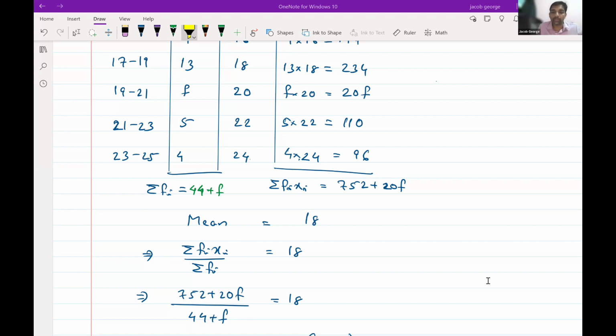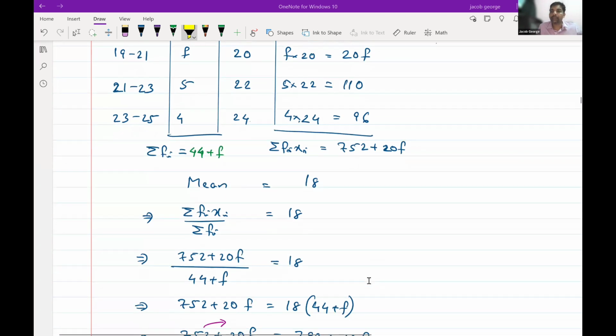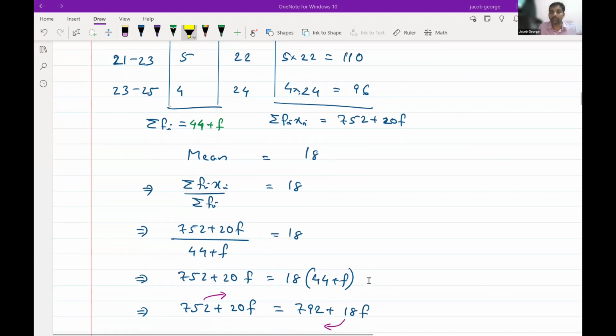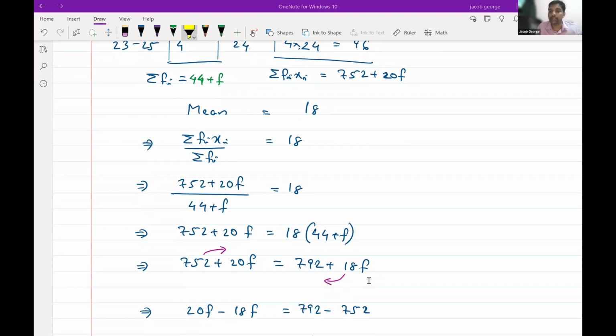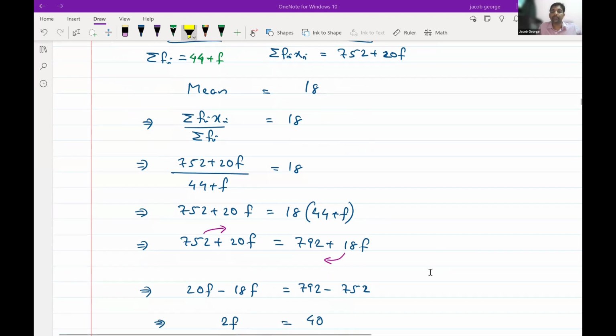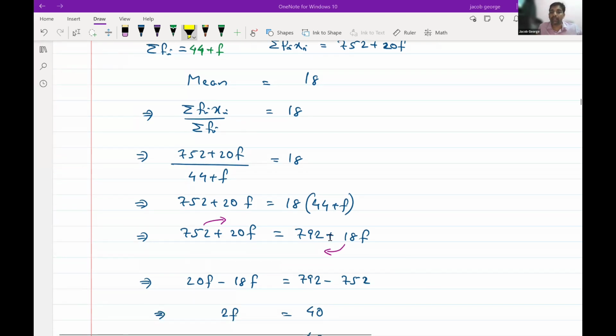So (752 plus 20F) by (44 plus F) is equal to 18. Is that step clear, children? Then we do the cross multiplication. 752 plus 20F is 18 into (44 plus F), like this. Then we open the bracket. 18 into 44 is 792 plus 18F.